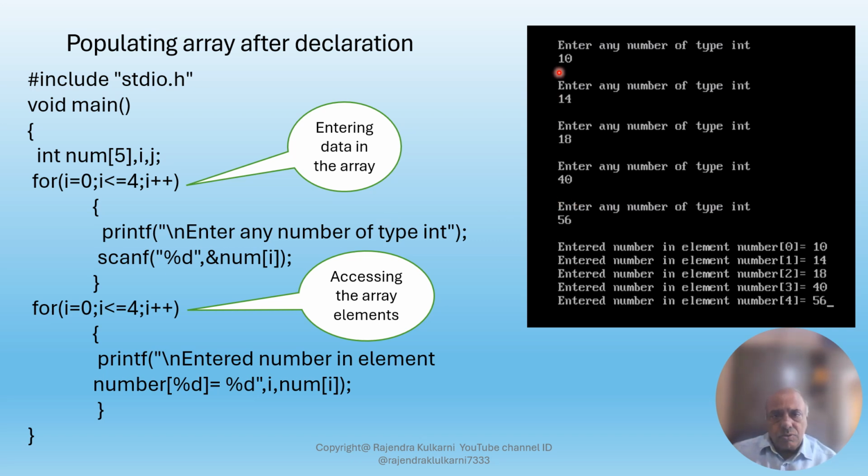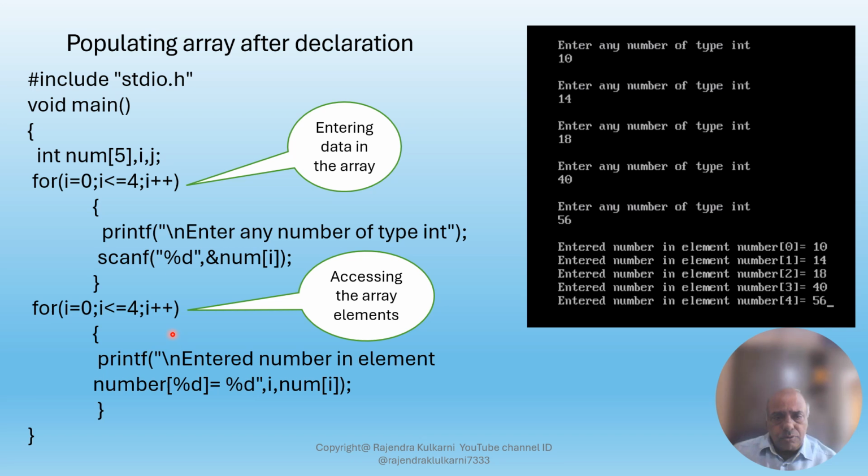10 will go to element number 0, 14 will go to 1. In this way 56 will go to element number 4, which is in fact the fifth element of the array, and this printf statement tells us whether the numbers are really assigned to the array elements or not.